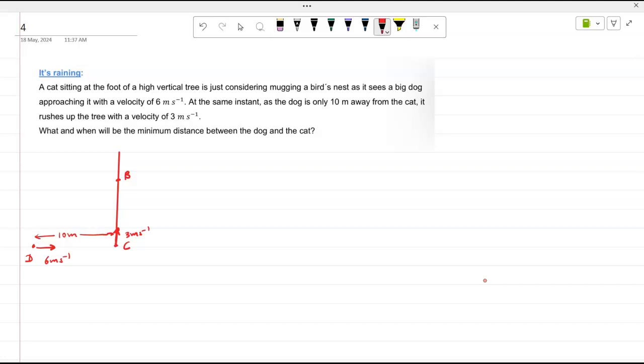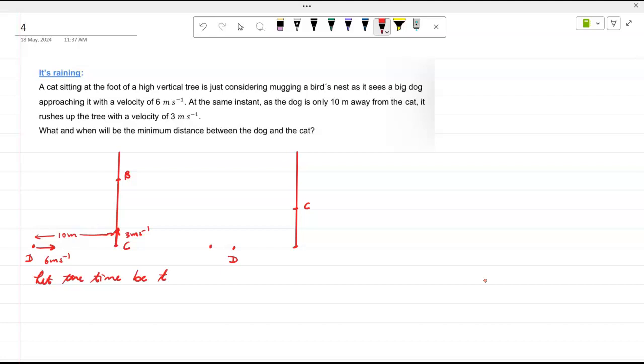Correct. Okay. What and when will the minimum distance between the cat and the dog be? Let the time when the distance is minimum be t. Now I'll draw a second diagram in which the dog has shifted ahead. The cat is somewhere here. The cat has moved up higher, like a mid-value, just to frame an equation.